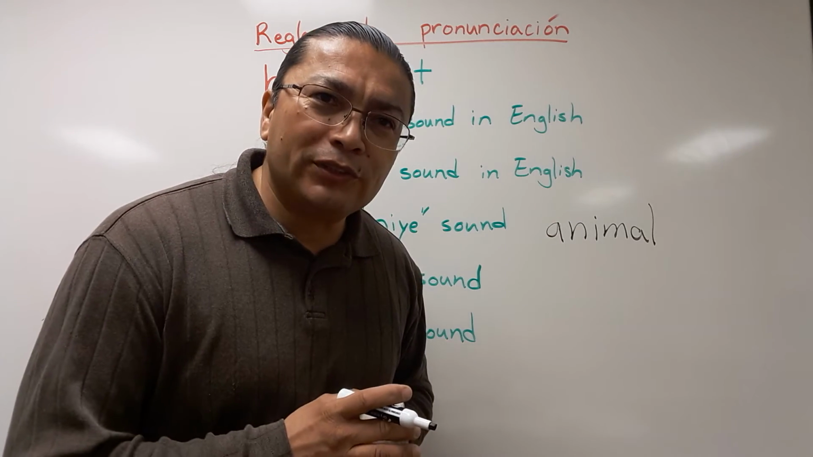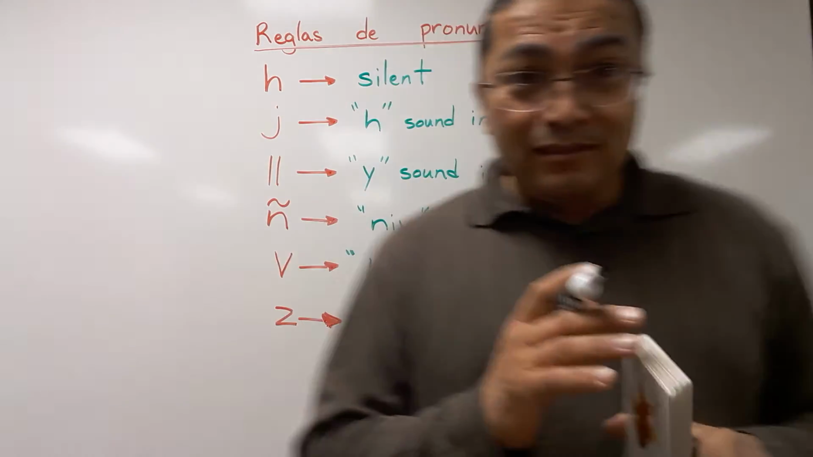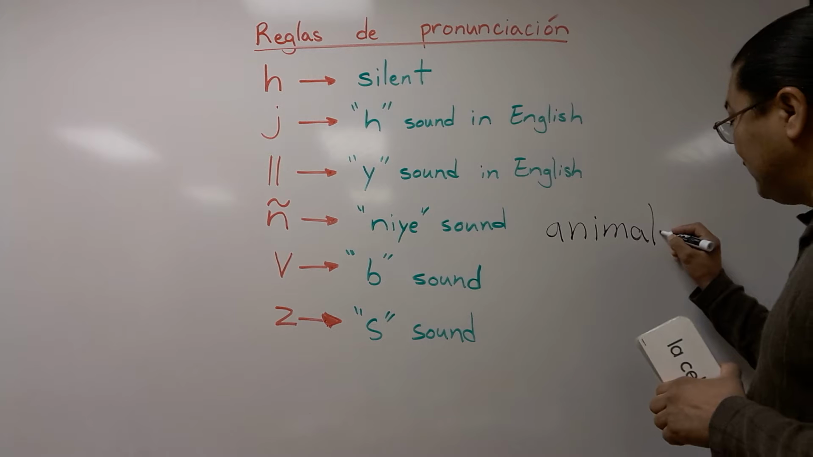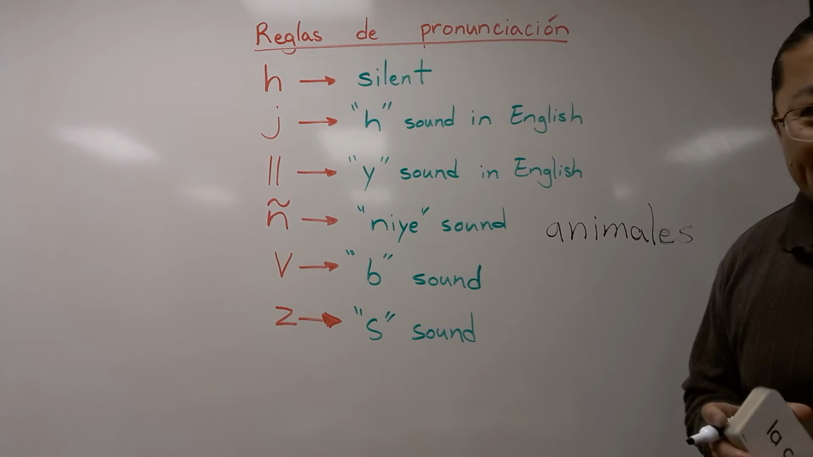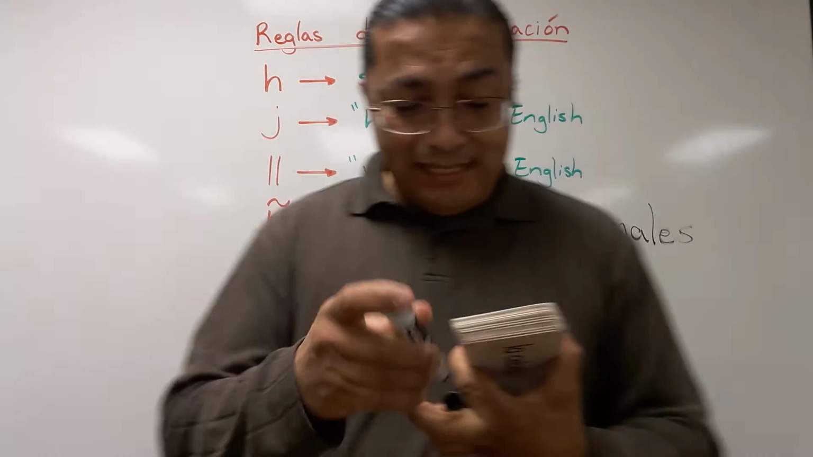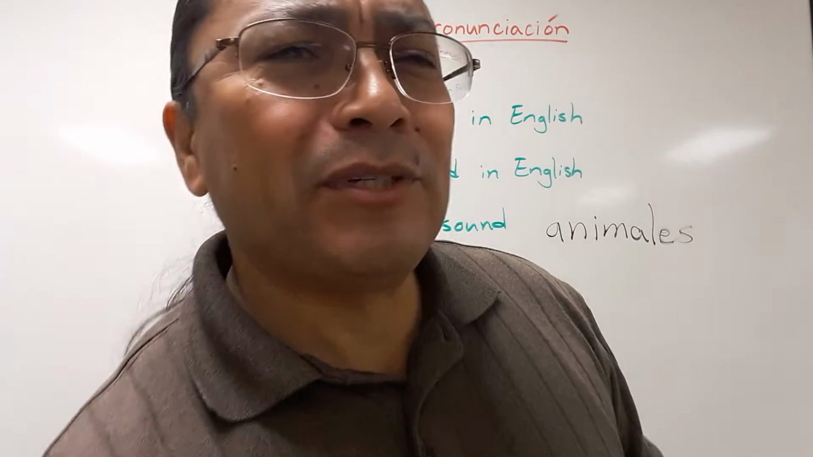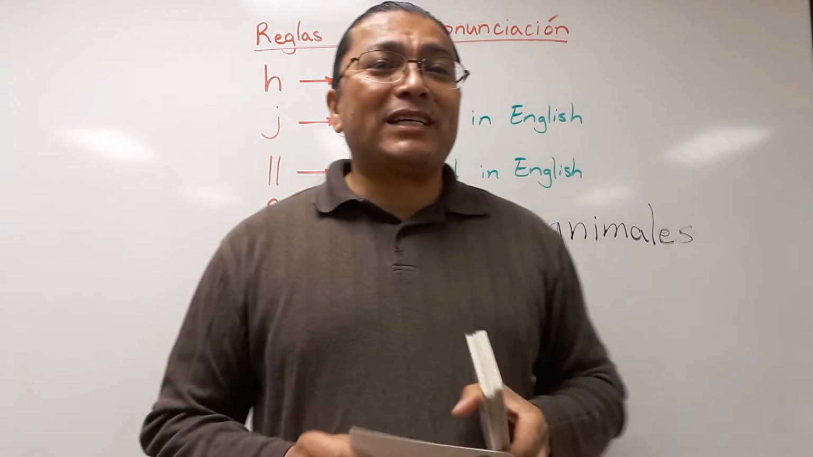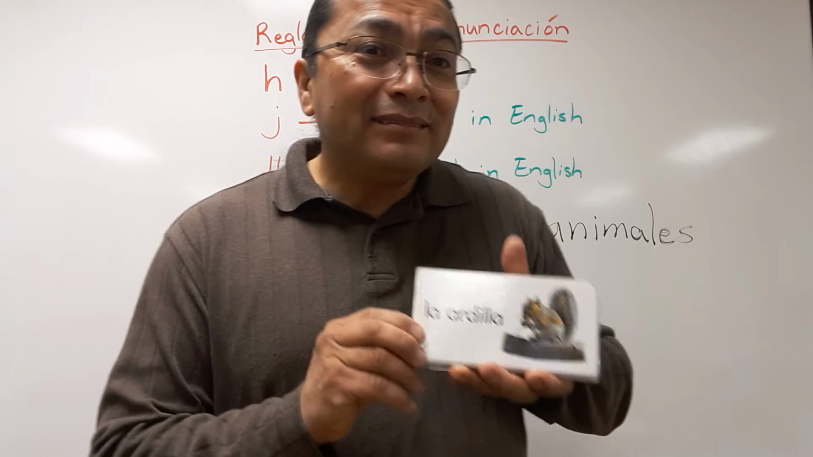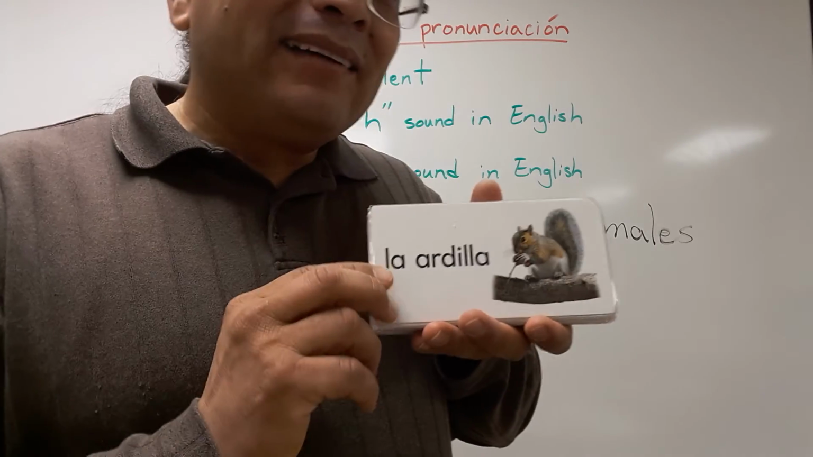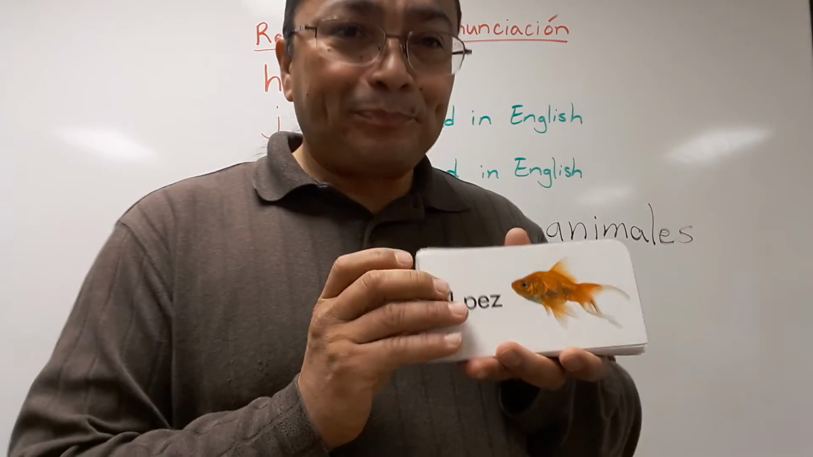How do we make plurals? If it ends in a consonant, you add, from the last lesson, an es. Animales. So, let's learn some animales. ¿Sí? Vamos a aprender los nombres de los animales. Names of the animals. Okay? La ardilla. Muy bien.